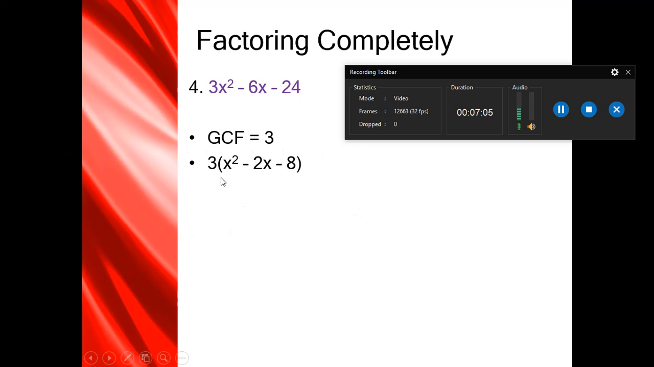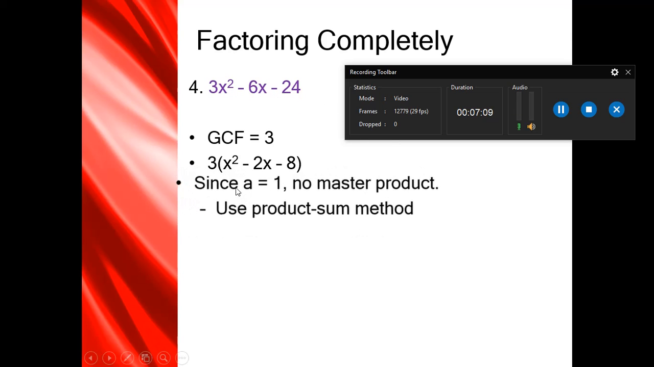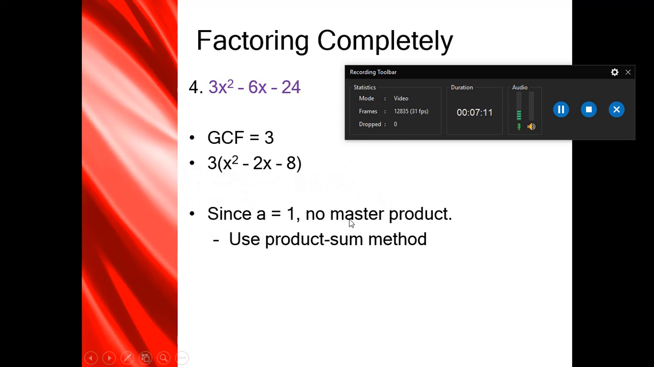Now, when I look at this, the value of a is equal to 1. So we're not going to use master product. We're going to use our product sum method. So I'm looking for factors that will multiply to -8 and then add to -2. If you want to pause and make a list of factors, you can do that.